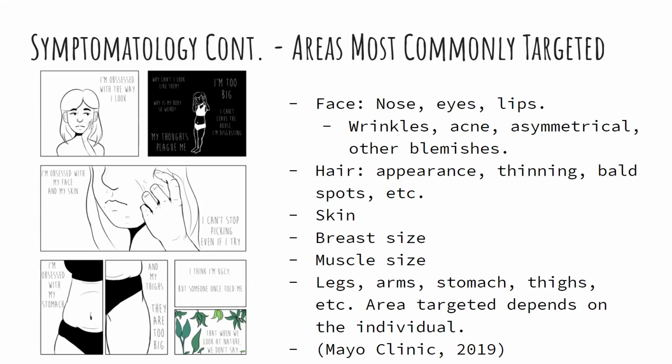And it is important to know that there can be more than one perceived imperfection that someone with body dysmorphic disorder experiences. It's not just one. They can perceive their nose as being an imperfection and also their hair, or it could just be their nose. It just depends on the person and their experiences.